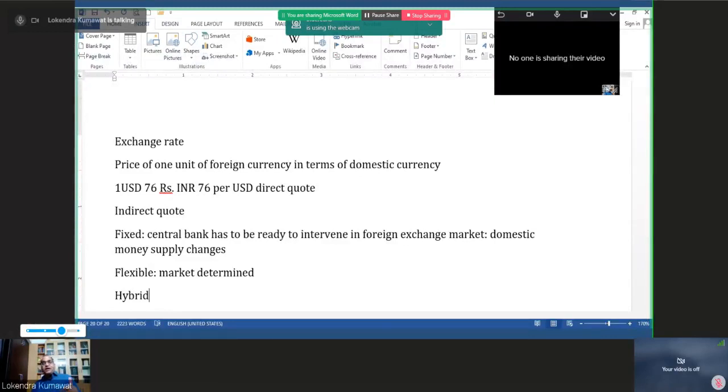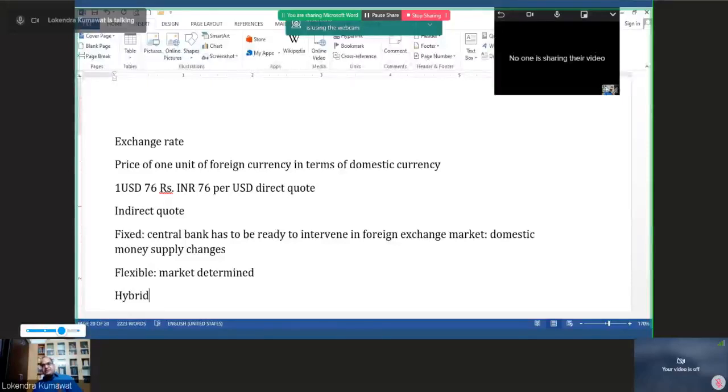So it is one system. The other is called managed float. Managed float means the central bank intervenes in the market when there is excess volatility. Suppose a currency is appreciating in a big way, the central bank will absorb a part of the gap. Suppose there is excess demand for domestic currency, and as a result, excess demand for foreign currency. As a result, the price of foreign currency is rising.